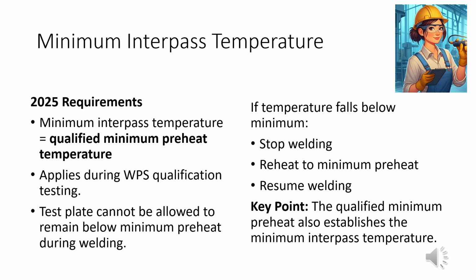If the test plate does cool below the required preheat temperature, welding has to stop. Heat is then applied until the plate is brought back up to the minimum preheat temperature, and welding can resume. The important point is that minimum preheat isn't just something we check before striking the first arc. That minimum temperature has to be maintained throughout welding of the qualification test.